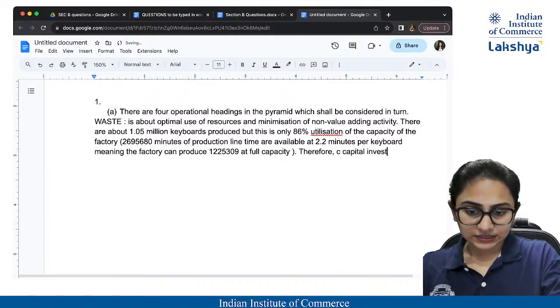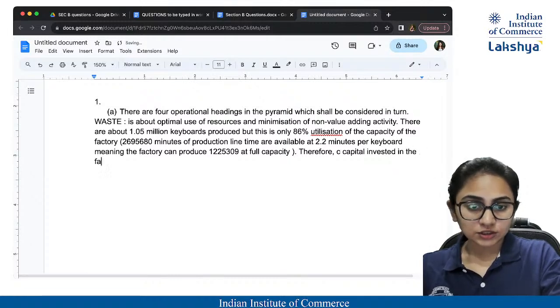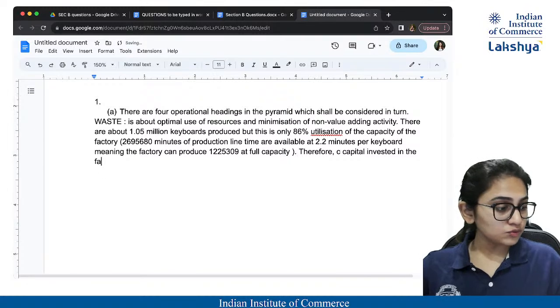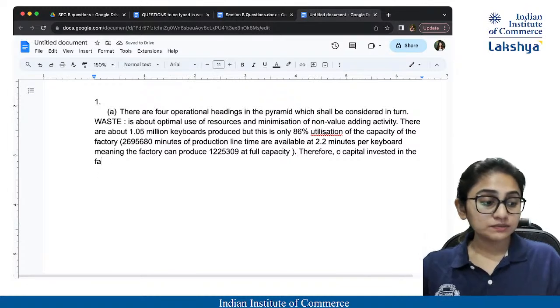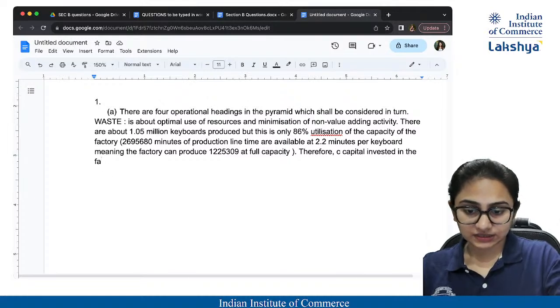Therefore, capital invested in the factory is unutilized, because still we can do 14% more at the available capacity. So therefore capital invested in the factory is underutilized.